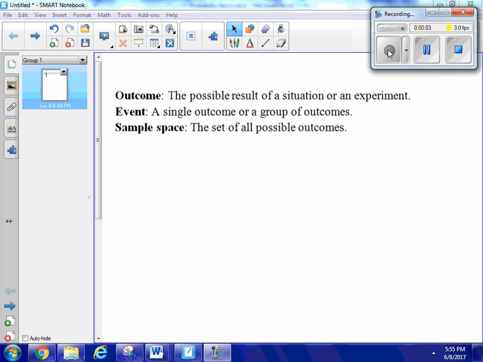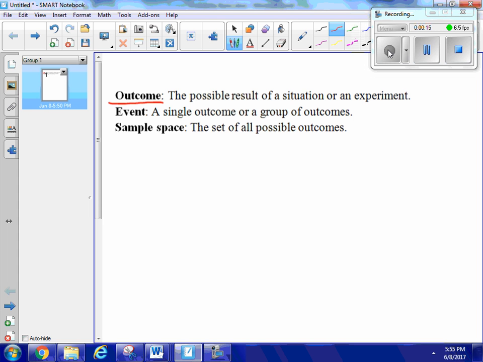So as we start our journey into probability, we should probably start off with some definitions, words that we're going to be using a lot. So the first is an outcome. So an outcome, I mean, the definition says the possible result of a situation or an experiment.